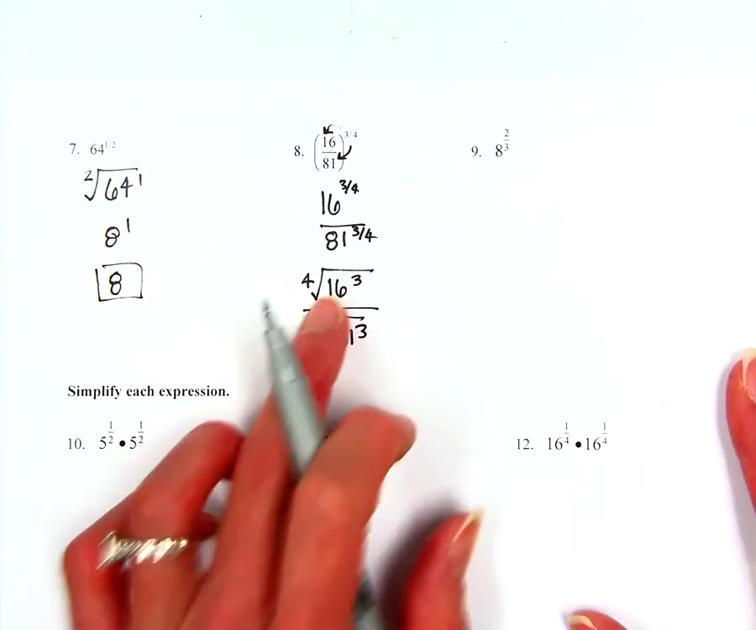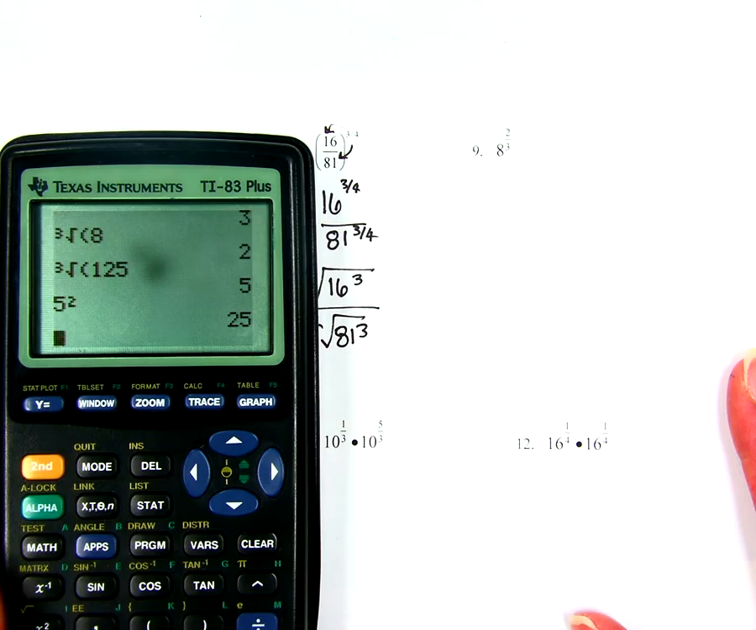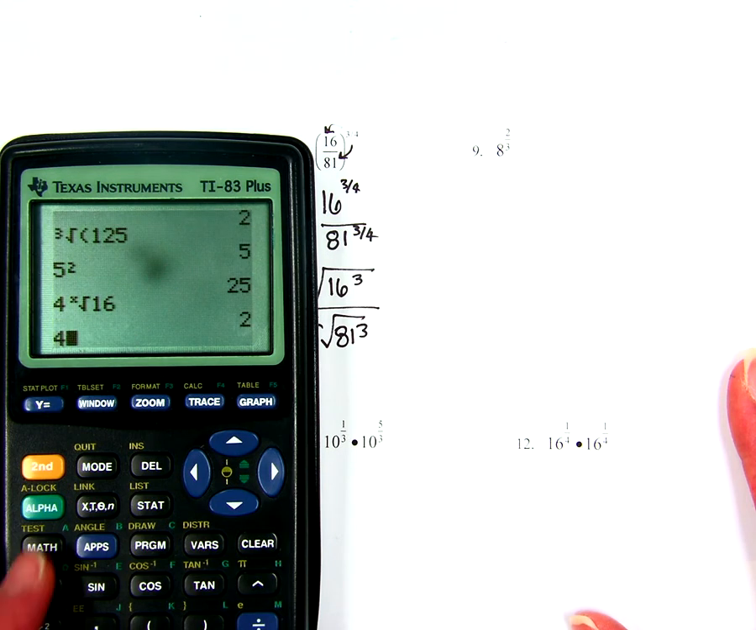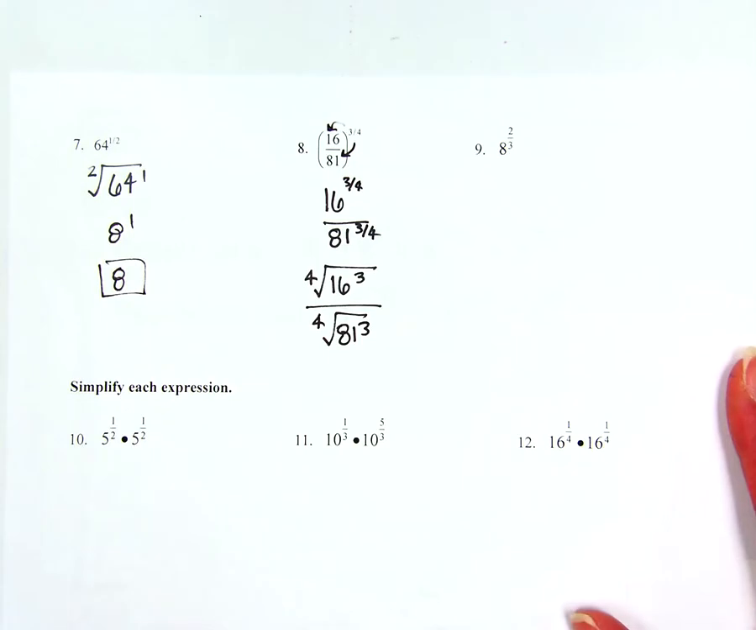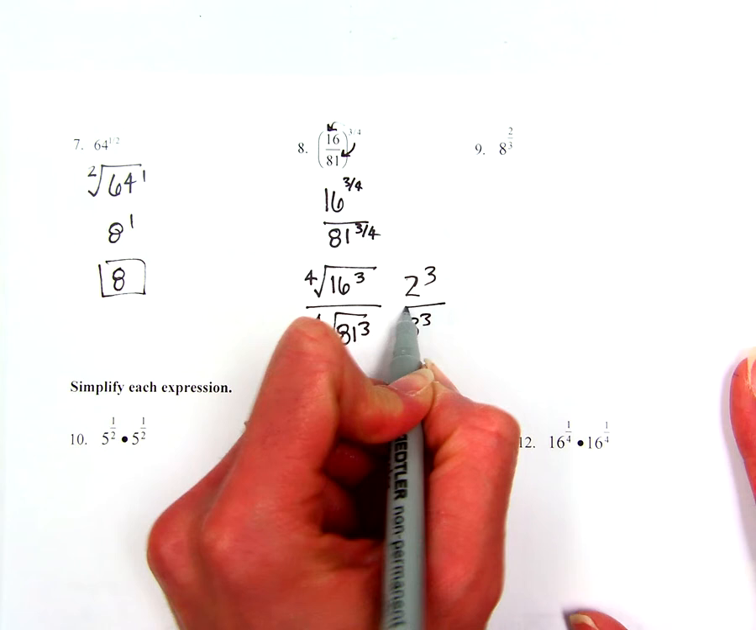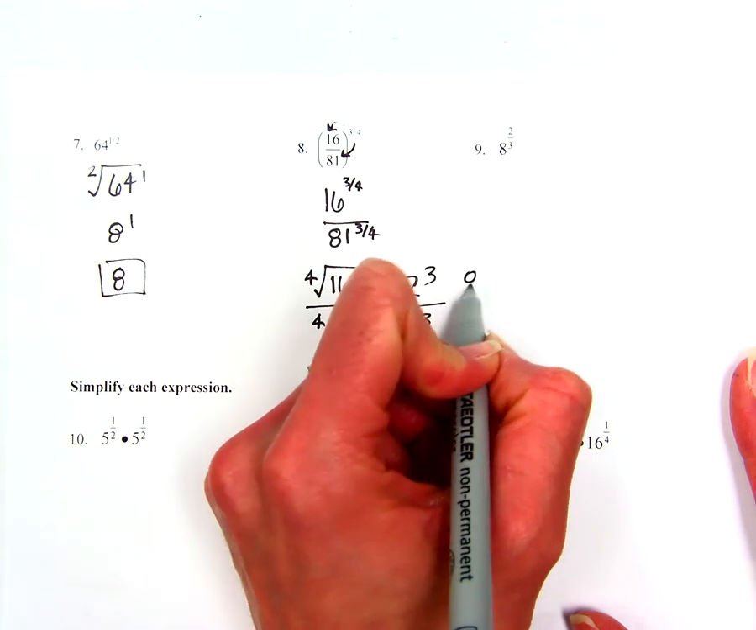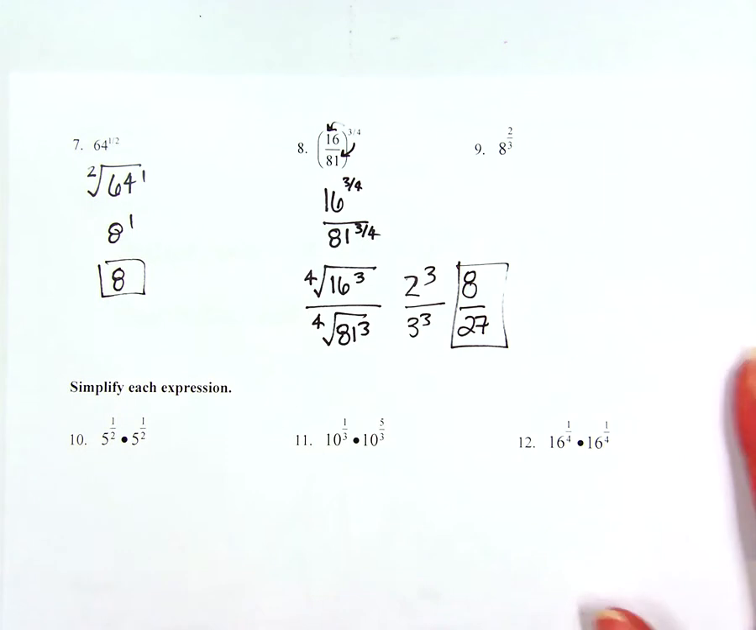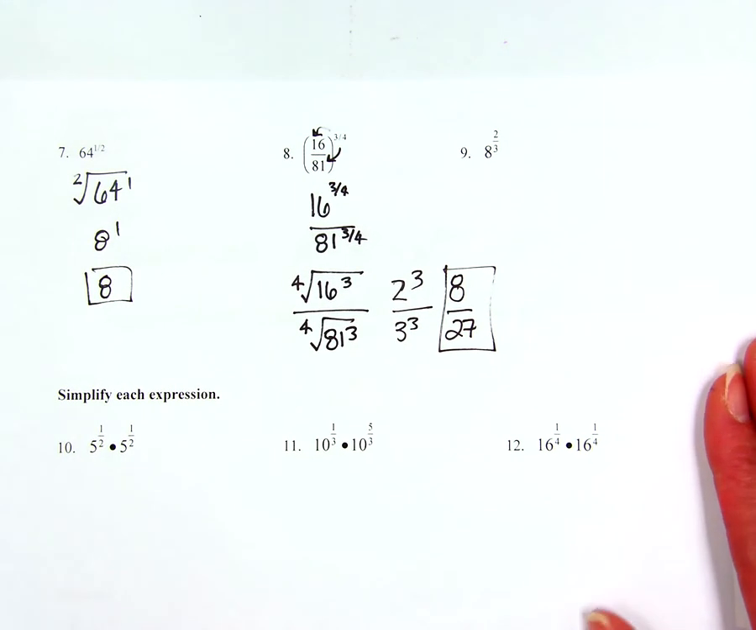So figure out what's the 4th root of 16. If you don't know it, use your calculator. All right, so that's going to give us 2 and 3. So it's 2 to the 3rd and 3 to the 3rd, which we know 2 to the 3rd is 8, and 3 to the 3rd is 27. And that does not simplify, because you can't divide 8 and 27 by the same number.